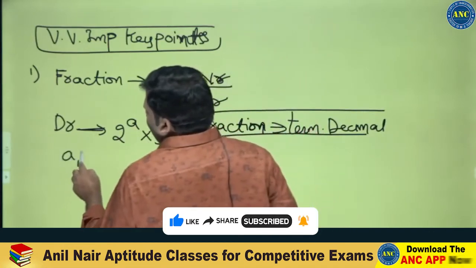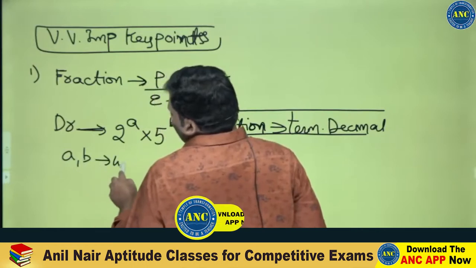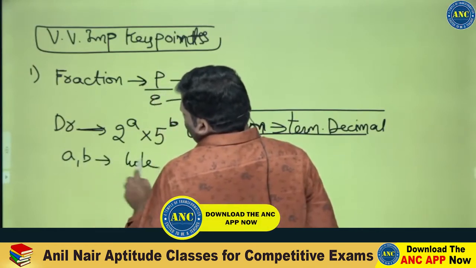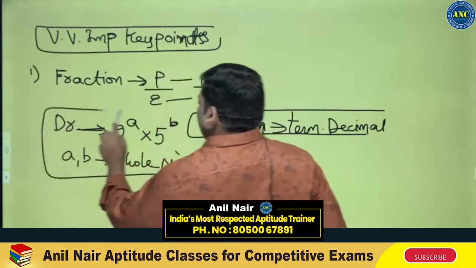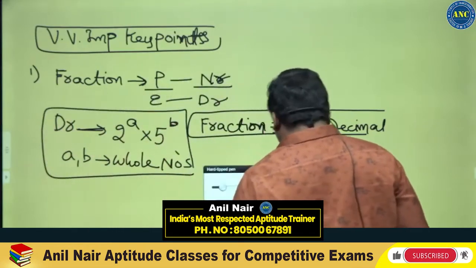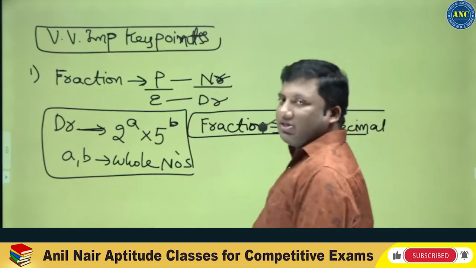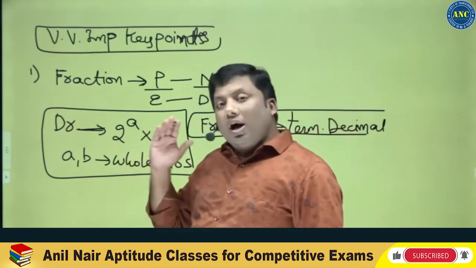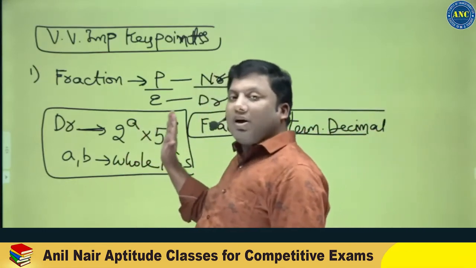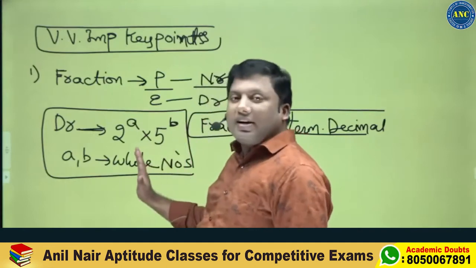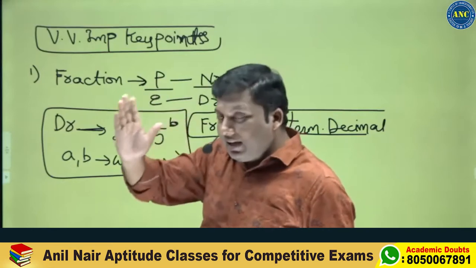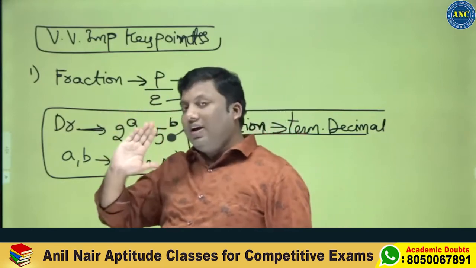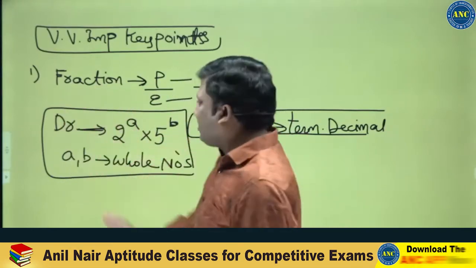What is the domain of A and B? A and B are whole numbers. Very, very important key point. If the denominator is taking a power of 2 or a power of 5 or both powers of 2 and 5, then I will get a terminating decimal. Otherwise, a fraction will give a recurring decimal. All the cases we'll discuss.